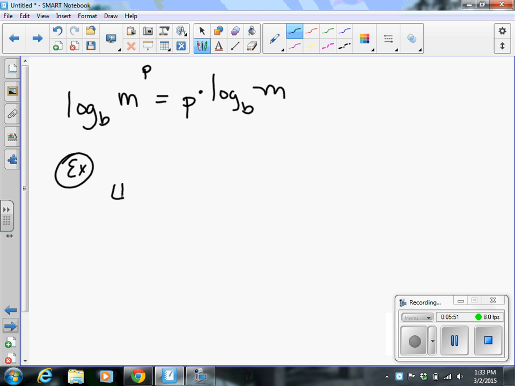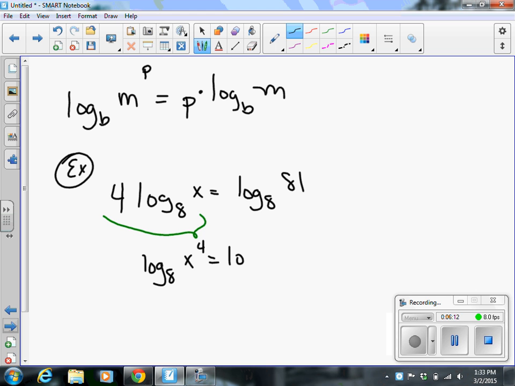So for this, let's say I have 4 log of base 8 of x equals log base 8 of 81. Okay, so I know that I can manipulate this side here to be log 8 of x to the 4th equals log 8 of 81. Now, this is going back to the day before. I know that based on the log 8, I can cancel that out and just have x to the 4th equals 81. Well, in order to get rid of the to the power of 4, I have to take the 4th root. X therefore equals plus or minus 3. But.